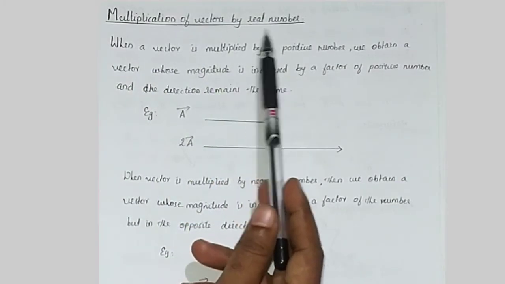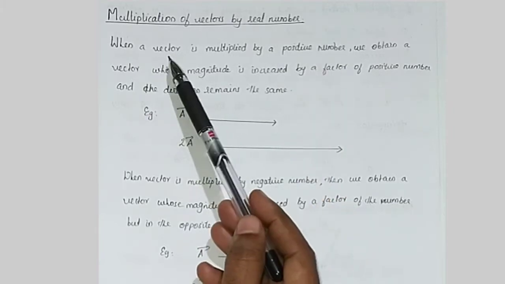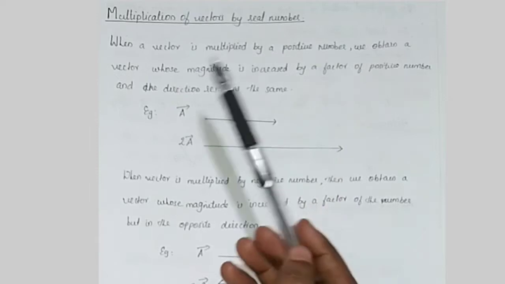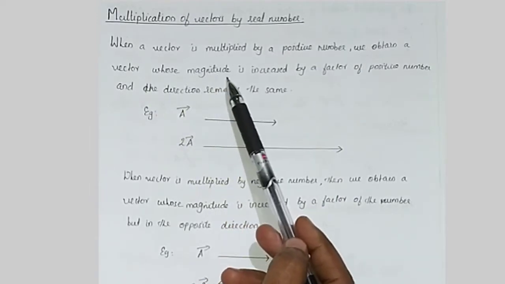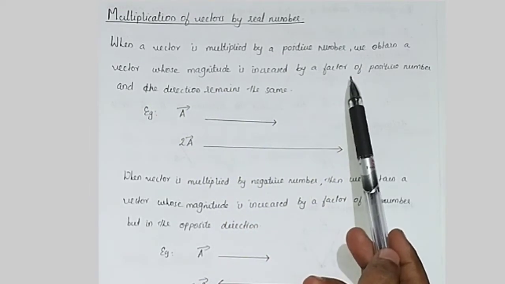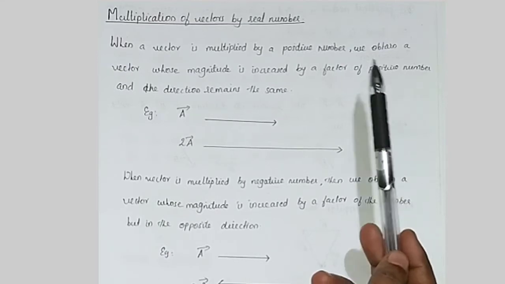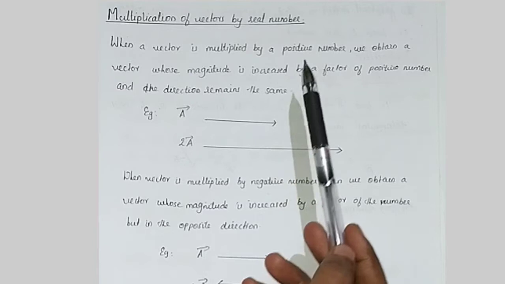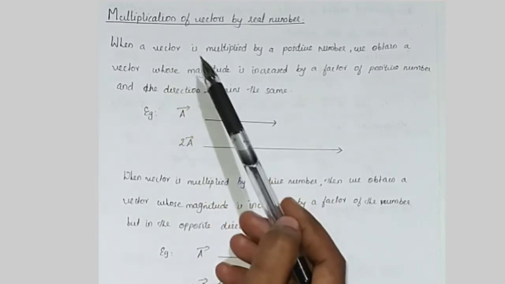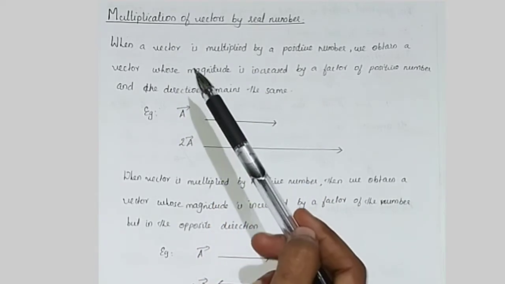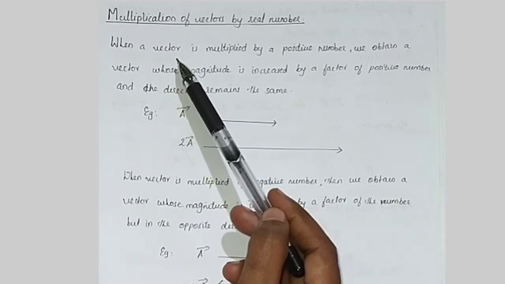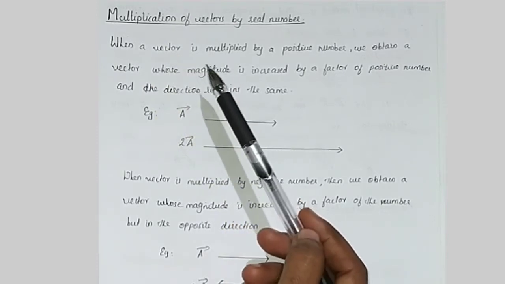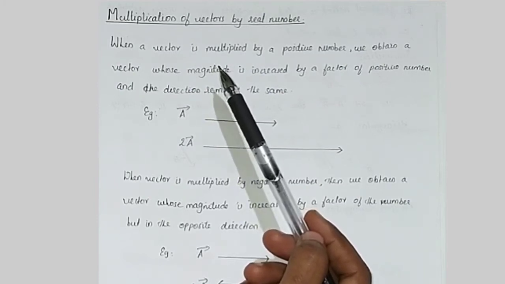Multiplication of a vector by a real number. When we are multiplying a vector with a positive number, we obtain a vector whose magnitude is increased by the factor of that positive number and the direction remains the same. That is, suppose we are multiplying our vector with the number lambda. Then the magnitude of the vector increases by a factor of lambda and the direction remains the same.